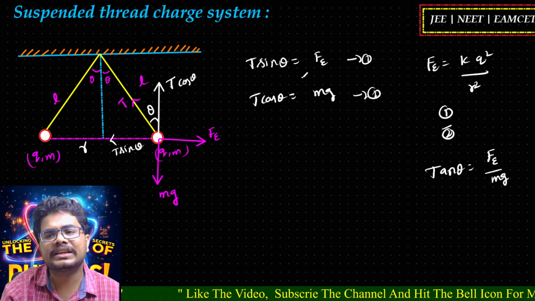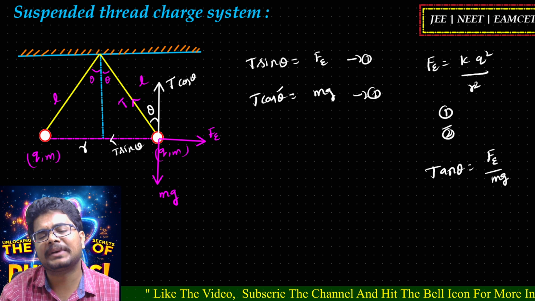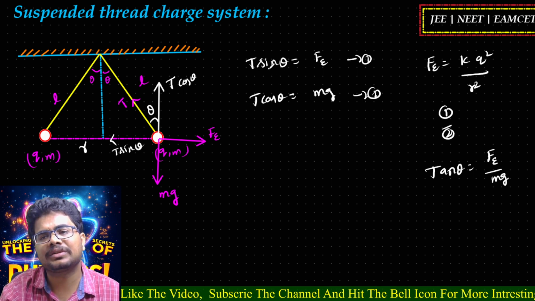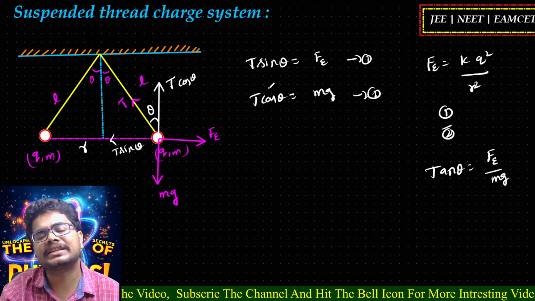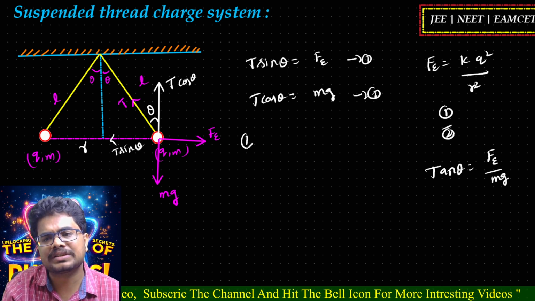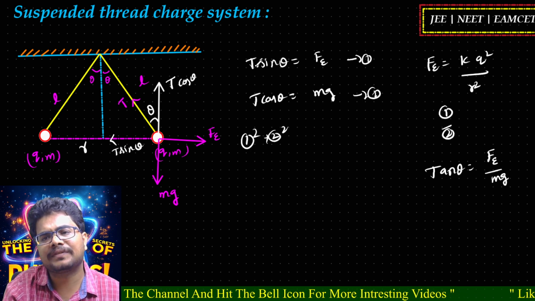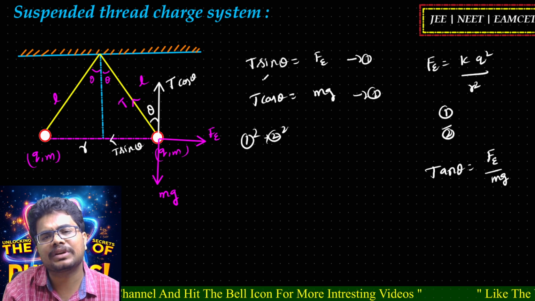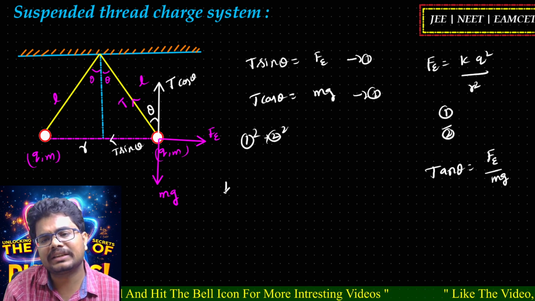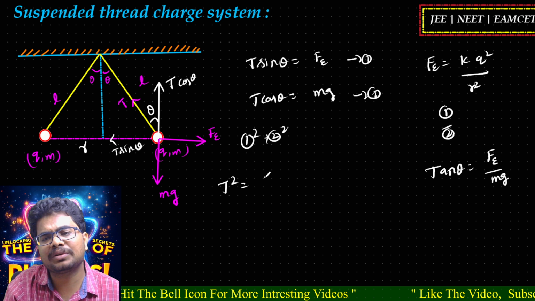Next, they may ask a question on how to find the tension. How can you answer that question? You square both equations and add them: this is 1 square plus this is 2 square. If I square both, you can take T square common. T square equals what you can write?